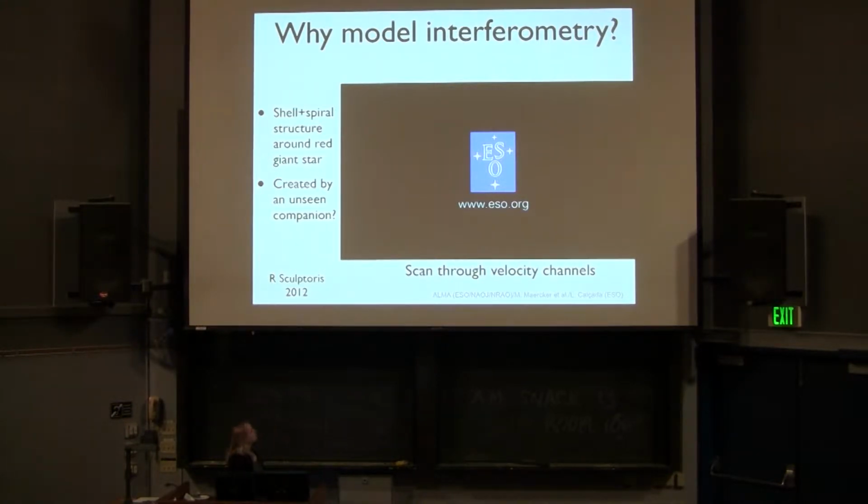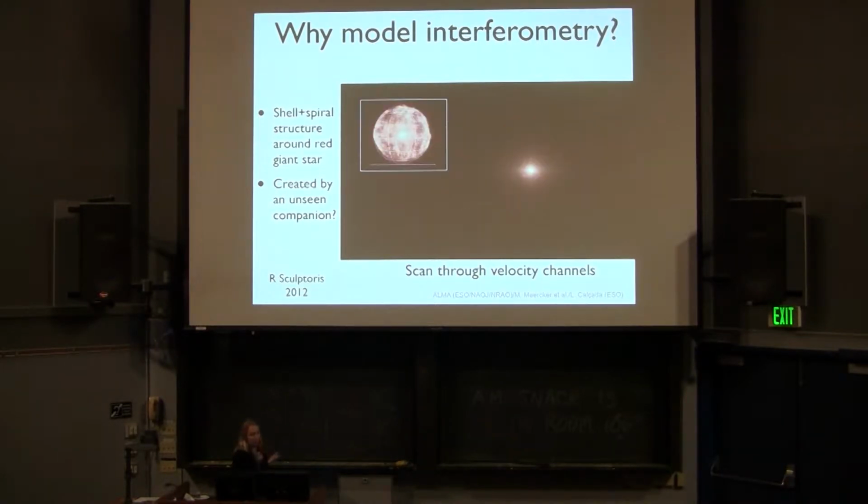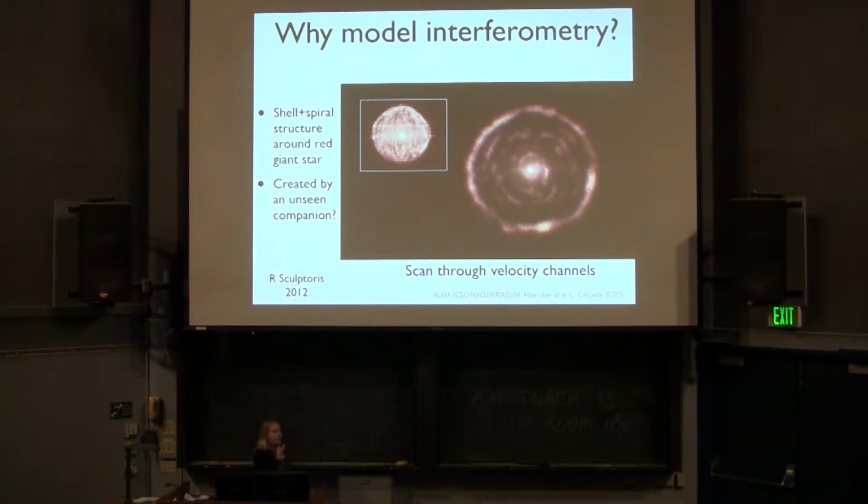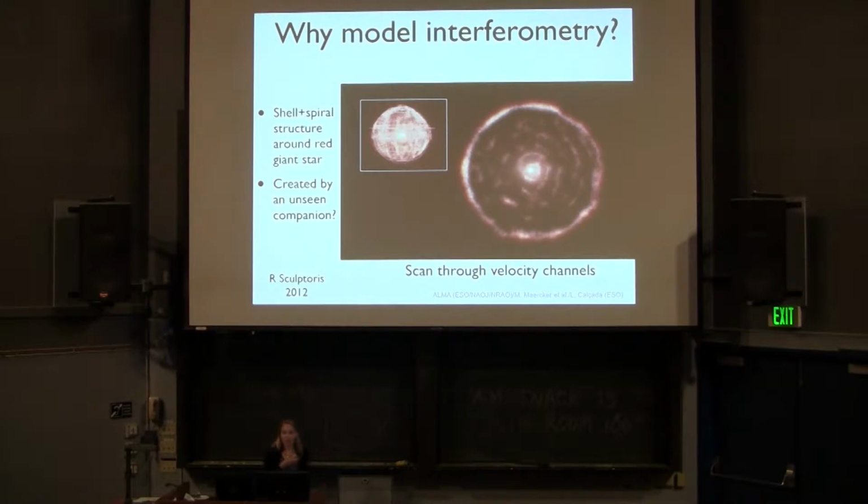So one really recent observation is an evolved red giant star. Here's a movie basically zooming through the data cube. So we're going through in velocity space. And as you go through, what you see is that there are these rings coming out of the star. And this is resolved in very high detail. So not just rings, but you can actually see spiral structure here in the middle. So this is really incredible.